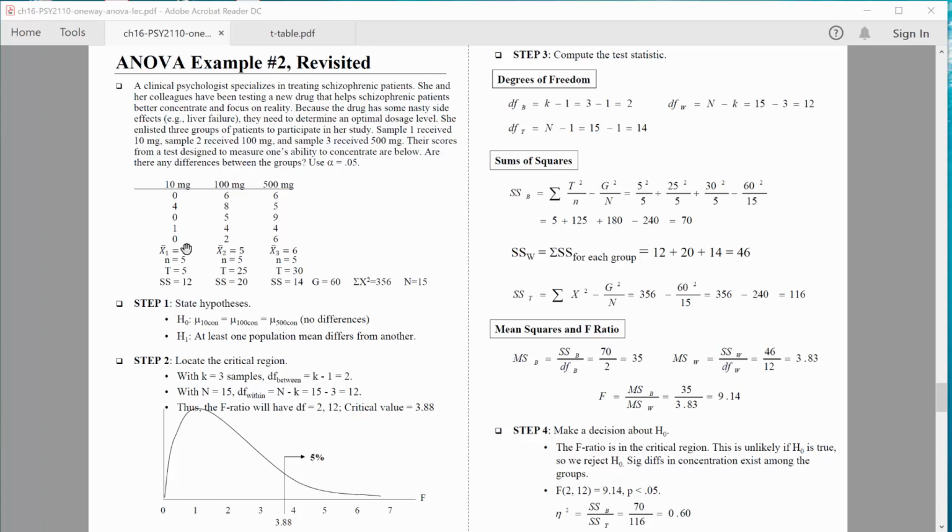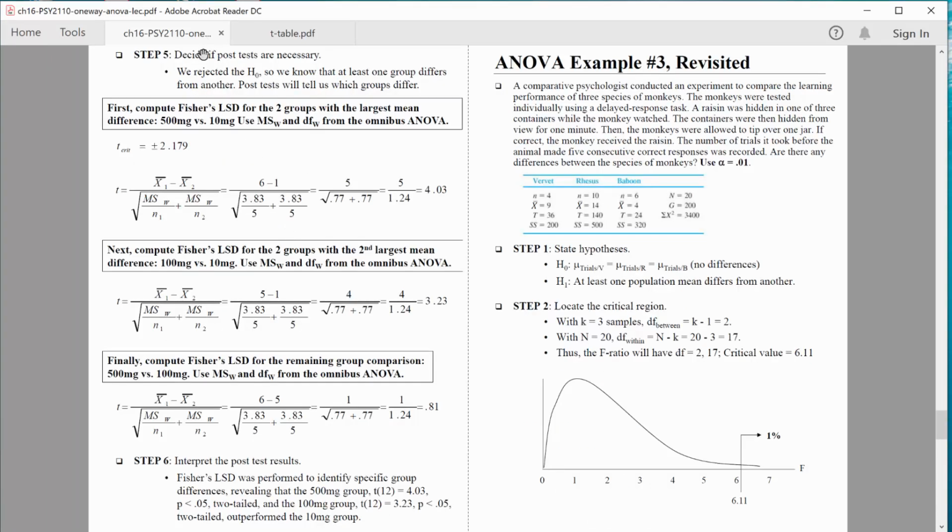So now we want to figure out which of these groups differ from one another. Does the 10 milligram group differ from the 100 milligram group? Does the 100 milligram group differ from the 500 milligram group? We are going to compare all pairs. In other words, we will do pairwise comparisons.